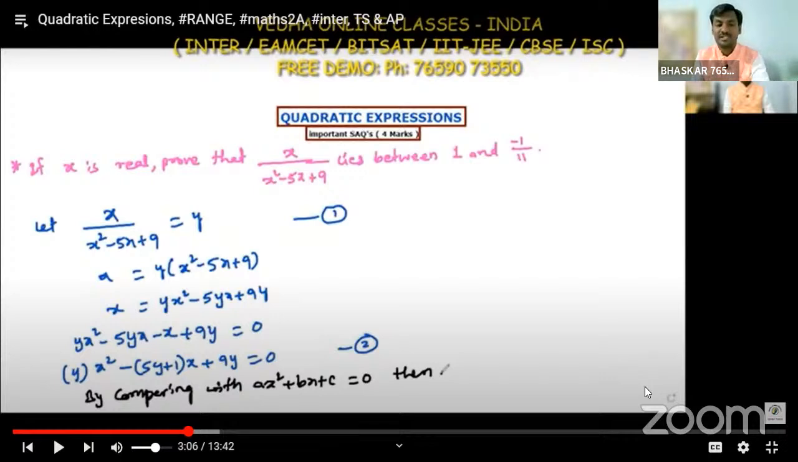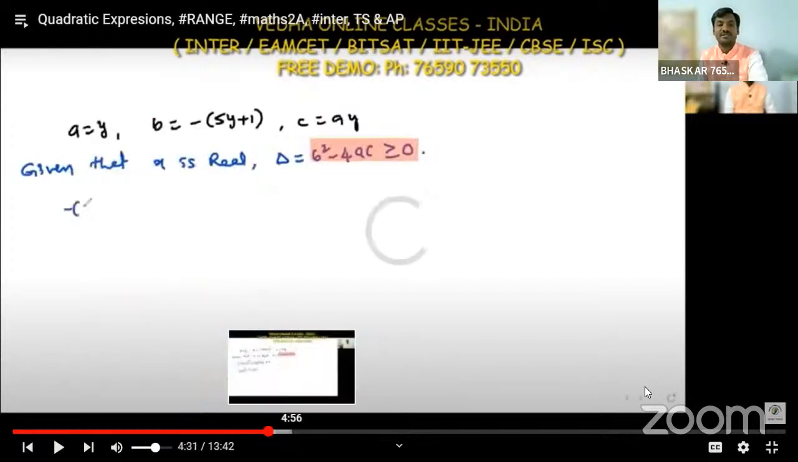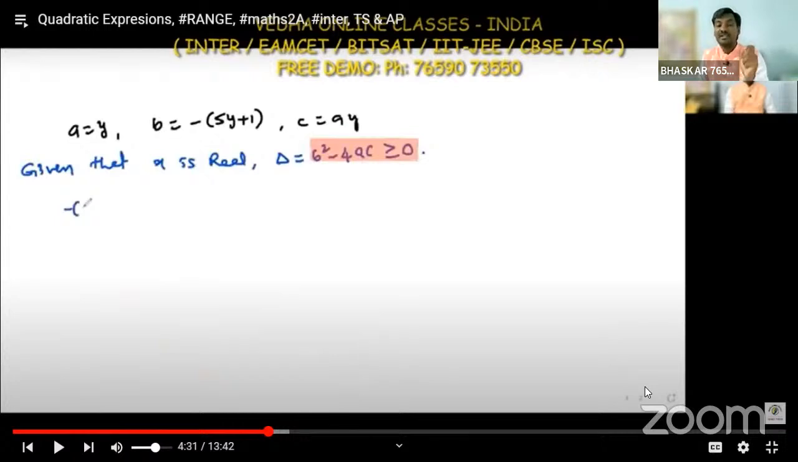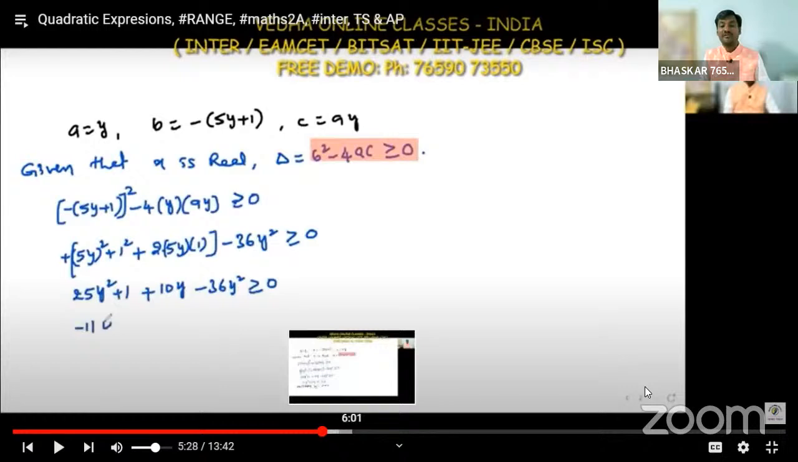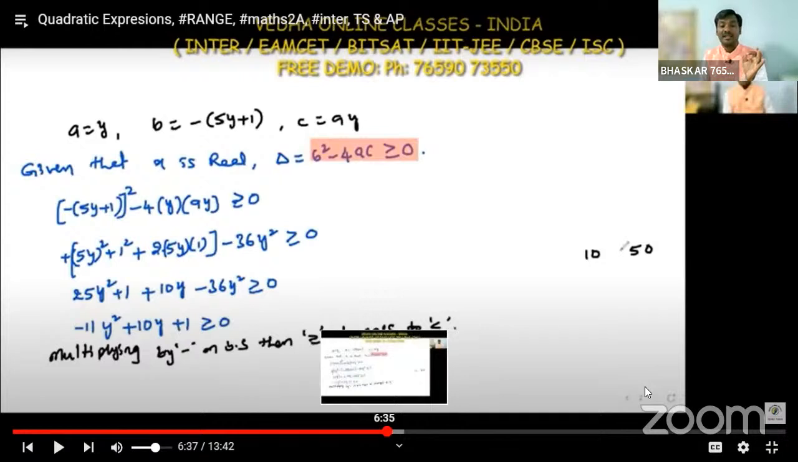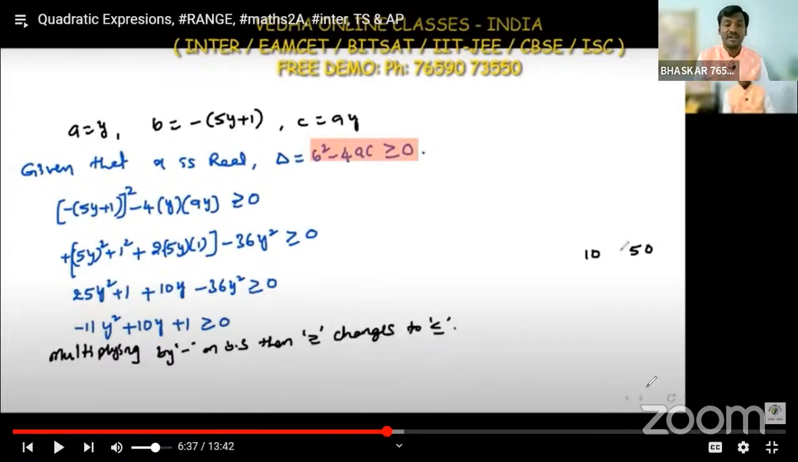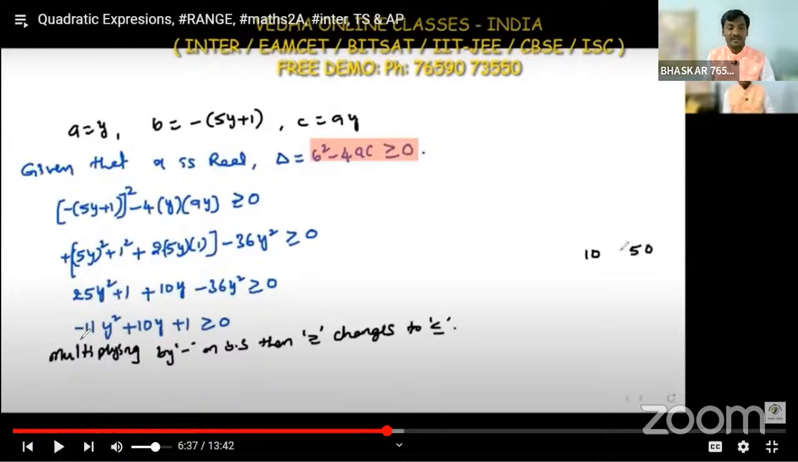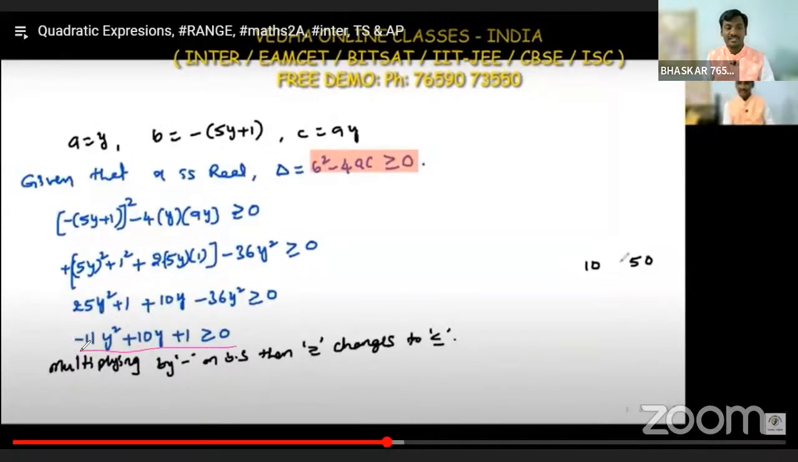Y is a constant. After that we write the a, b, c values, and given that x is real, x belongs to R. If x is real or x belongs to R, the discriminant delta value, b square minus 4ac, is greater than or equal to 0. We substitute a, b, c values and apply the greater than or equal to symbol. This is a very important step here. After that we get the equation. Whatever step we are going to apply after this is most important.